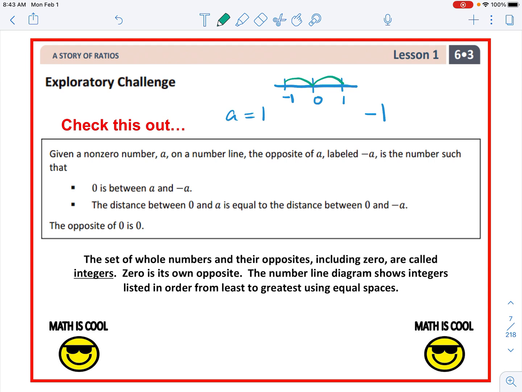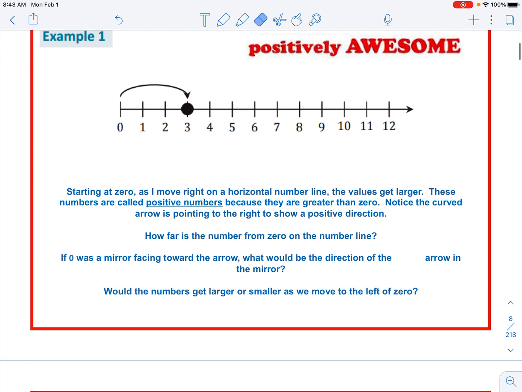So when I'm making a number line, I don't want to start with 0 and then have a 1 here and then have a big space before writing 2. We need to make our number line spacing equal. Okay, let's go ahead and move on.